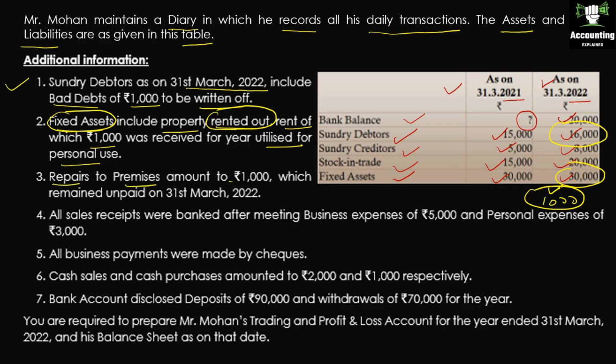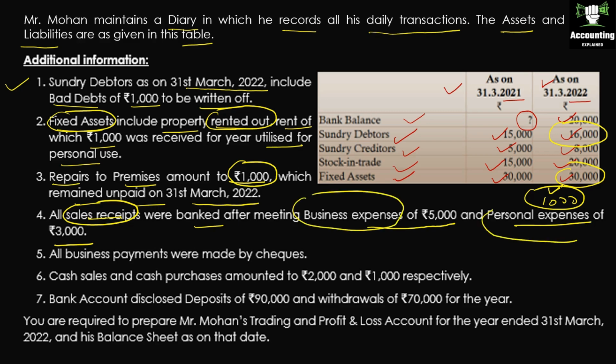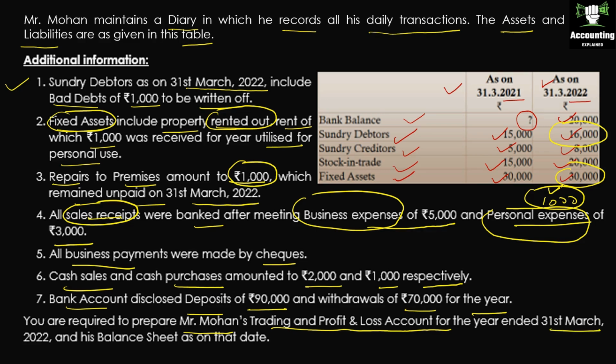Repairs to premises amount rupees 1,000 which remained unpaid as on 31st March 2022, that is outstanding repairs. All sales receipts were banked after meeting business expenses of 5,000 and personal expenses of 3,000. Sales receipts include these business expenses and personal expenses. Okay. All business payments were made by cheques. Cash sales and cash purchases amounted to 2,000 and 1,000 respectively. Bank account disclosed deposits of 90,000 and withdrawals of 70,000 for the year. You are required to prepare Mr. Mohan's trading and profit and loss account for the year ended 31st March 2022 and his balance sheet as on that date.